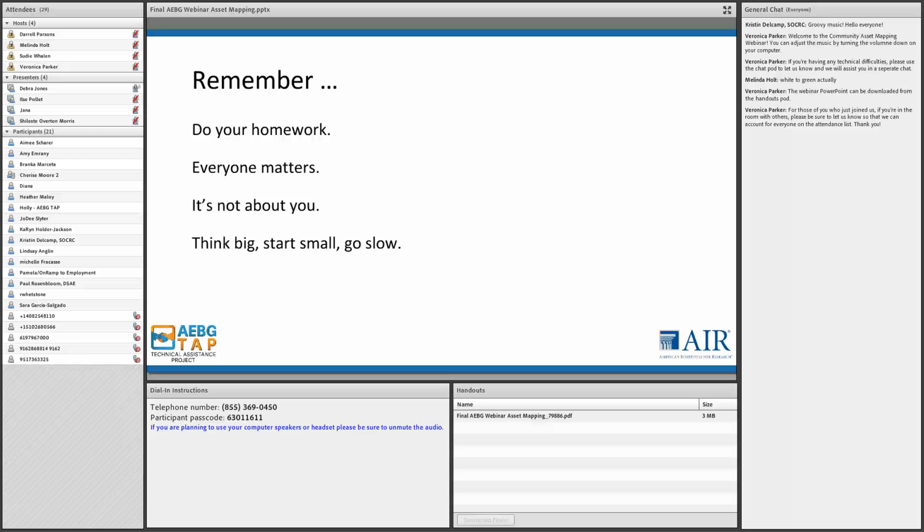Okay. Community asset mapping is built upon the foundation that wherever you look, there are resources to be valued. These guiding principles will ensure your success. Do your homework. Be prepared. Understand the community before you go into the community, but don't make assumptions. Everyone matters. This is so important. Looking in unexpected places, discovering the good, the value in each person. Everyone matters. And it's not about you.